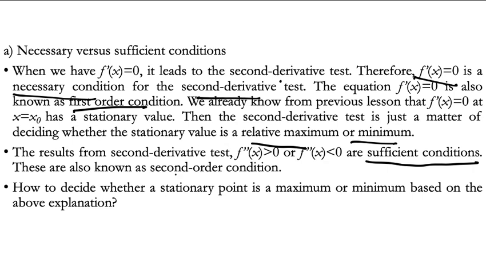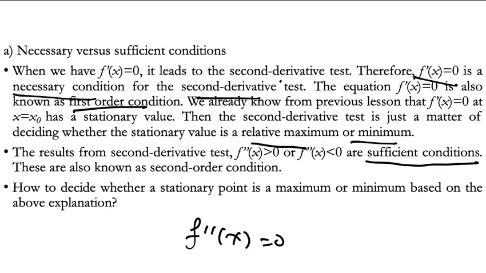Alright, so those are sufficient conditions to determine whether we have a relative maximum or relative minimum. But what happens if we have f prime x equal to 0? Like I said earlier, it could be an inflection point. Can you show it in the form of a graph? Can you search for this kind of graph?